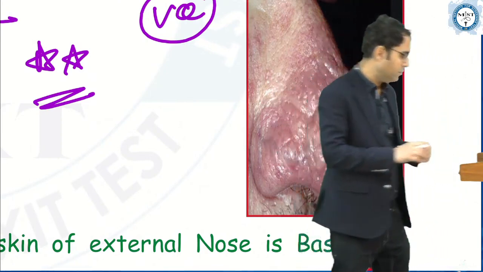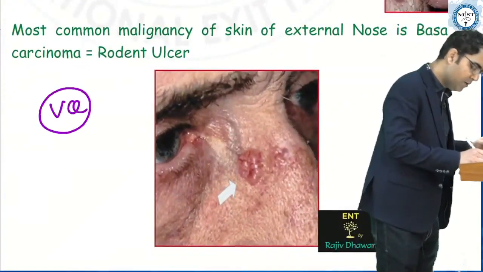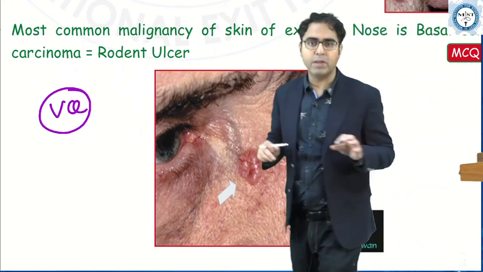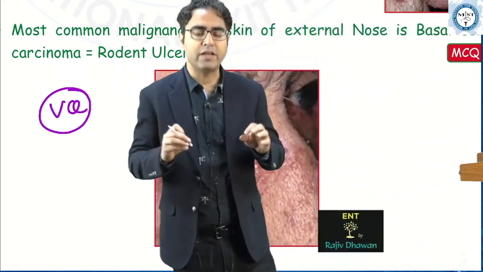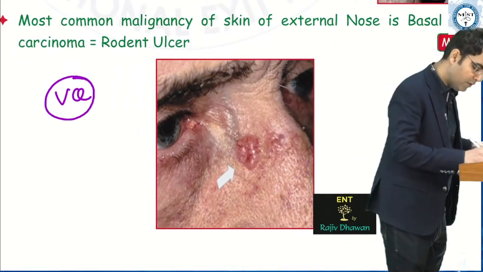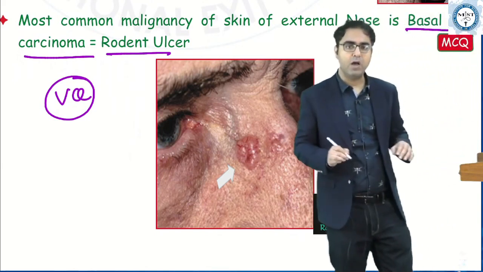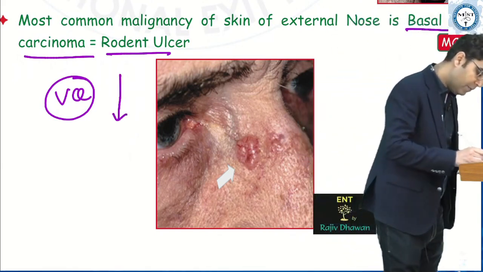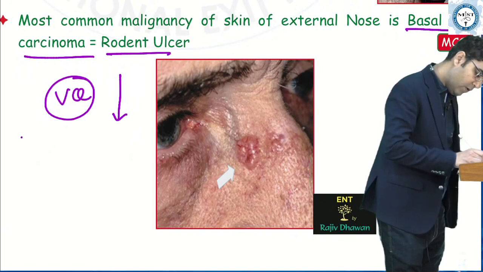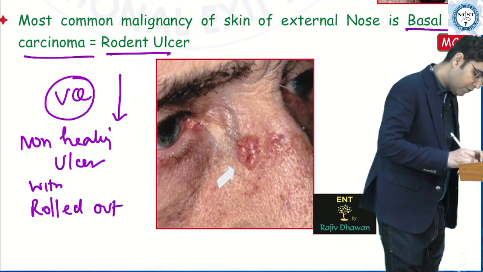Potato nose. Now, one more question of VQ, derma question, visual question. Most common malignancy of skin of external nose is basal cell carcinoma, also called rodent ulcer. BCC, basal cell carcinoma or rodent ulcer. How does it present? Write down: non-healing ulcer with rolled out edges.